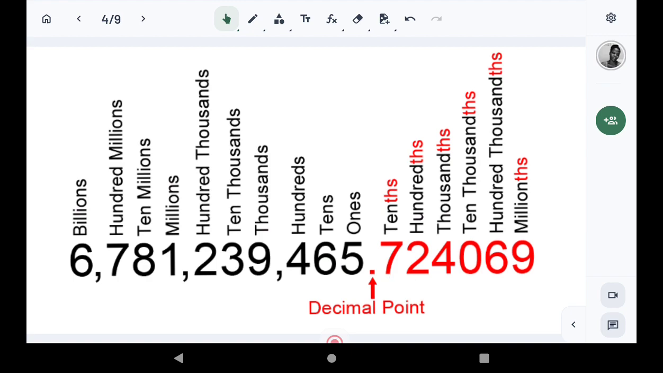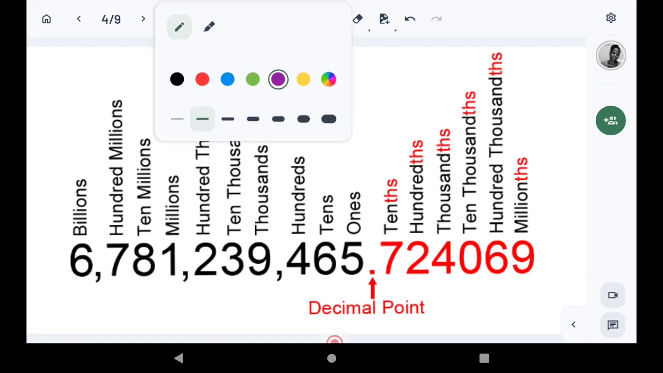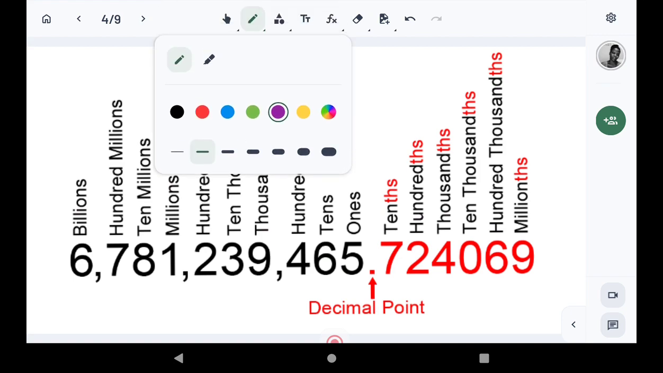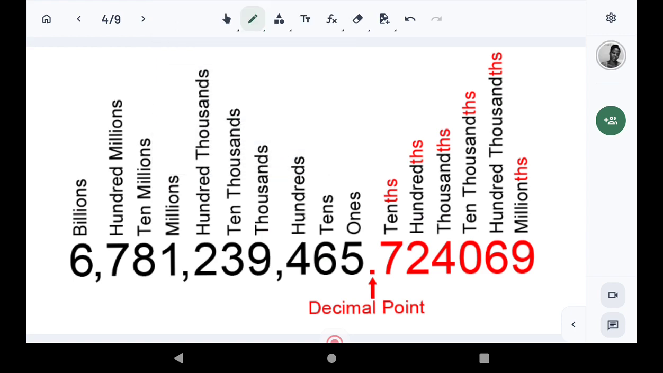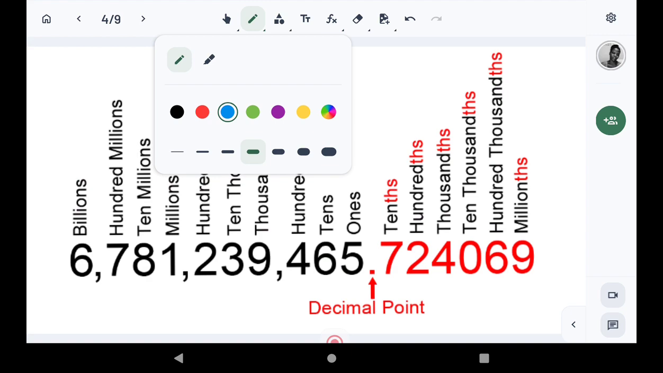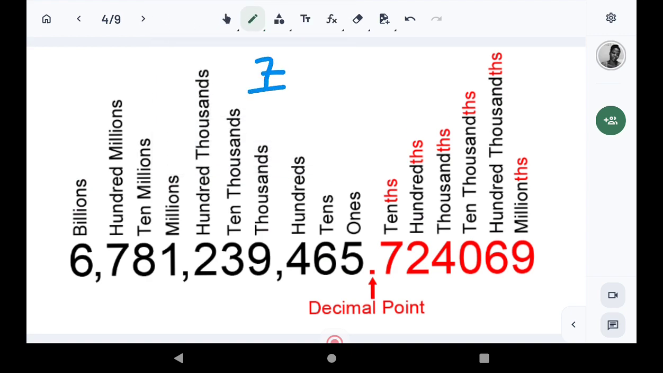7 tenths in this case can be written as 7/10. That comma 7 can be written as 7/10. And the 2 is written as 2/100. Notice you've got two decimals. This is two decimals away from the comma. So you write it as the number over 1 and 2 zeros.